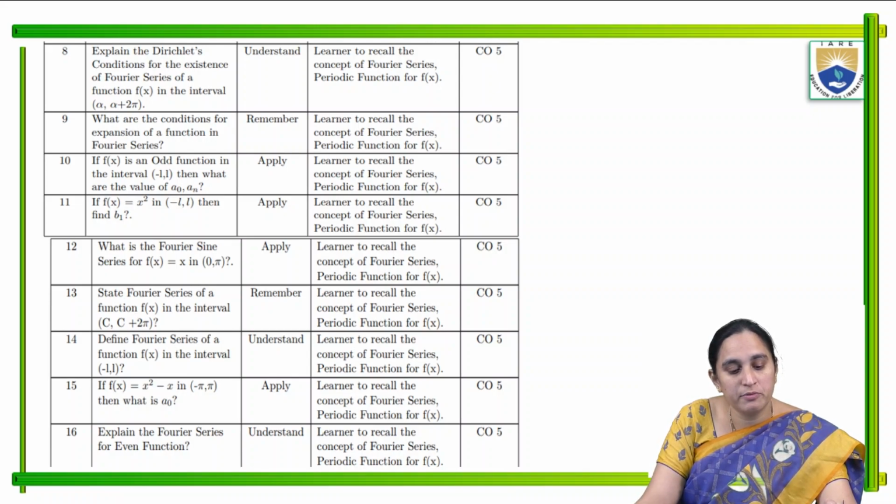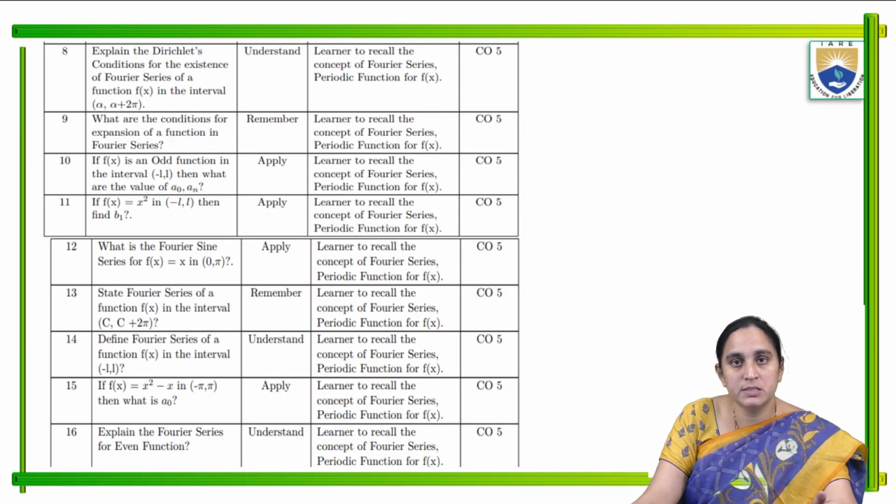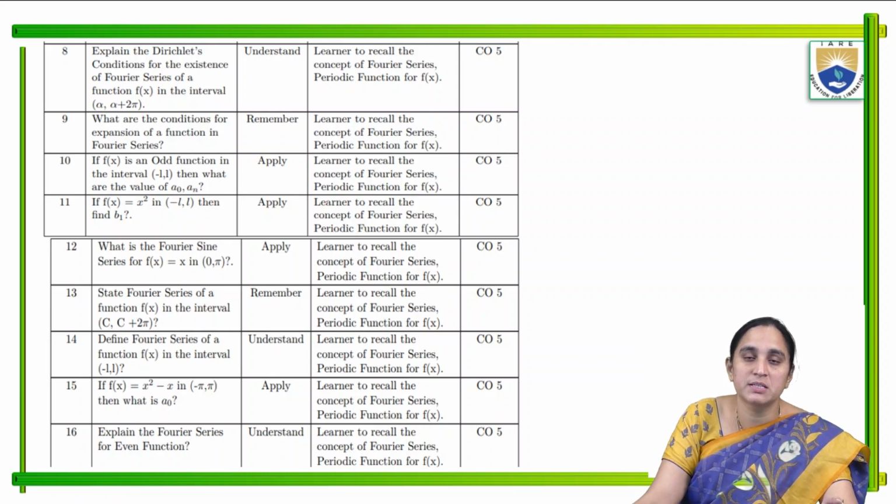And next, 10th one, if f of x is an odd function in the interval minus L comma L, then what are the values of a naught and an? Already we discussed what they are asking, the formula for the odd function. And next, f of x is equal to x square in minus L comma L, then what about the b1 value? Here, within minus L comma L, x square is an even function, therefore no need to find the bn value.